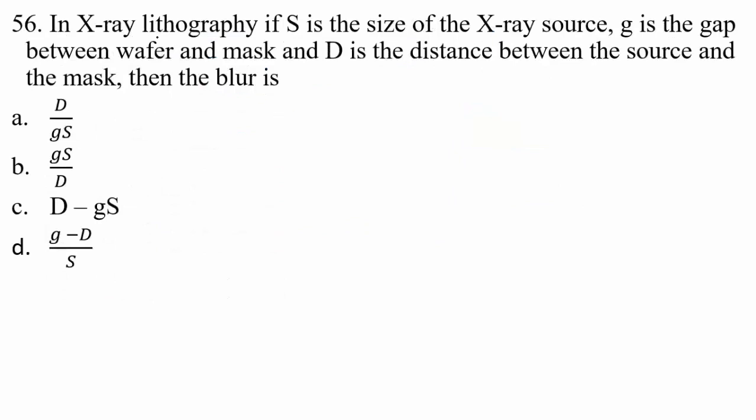56th question, in the case of X-ray lithography, if S is the size of the X-ray source, G is the gap between wafer and mask, and D is the distance between source and the mask, then the blur is given by GS divided by D. So the corresponding option that is going to follow is option B is correct.